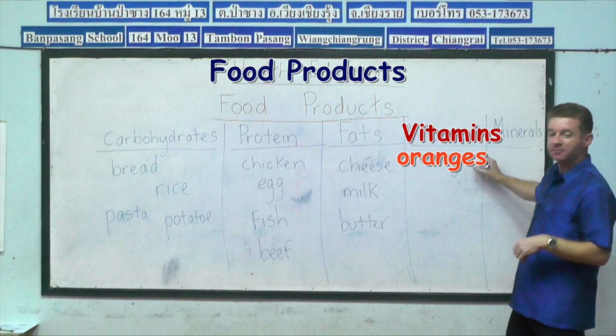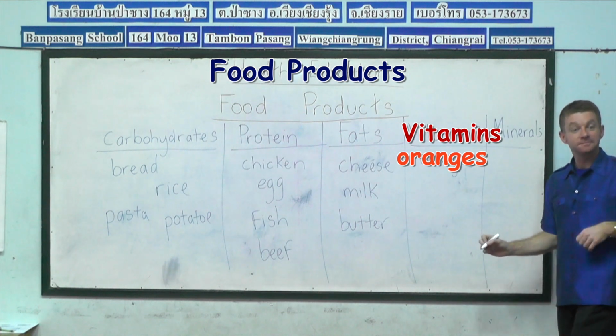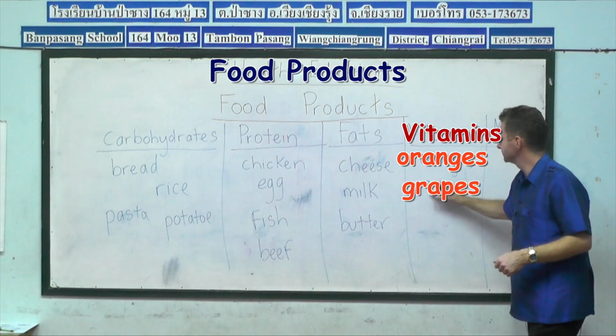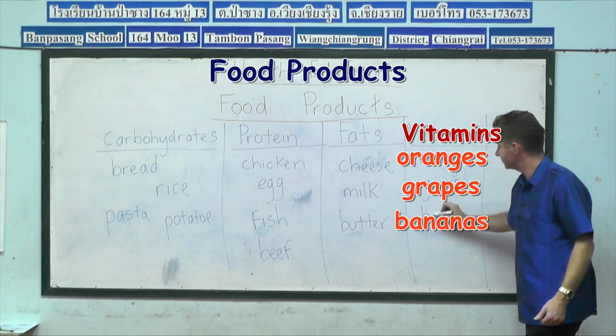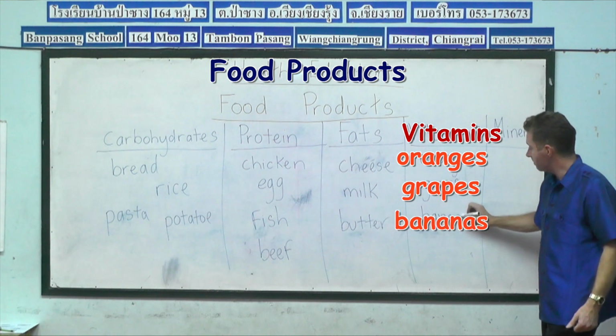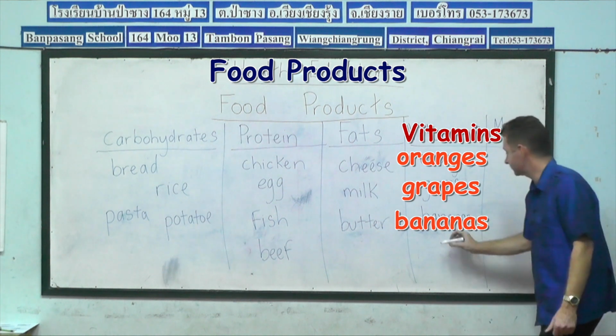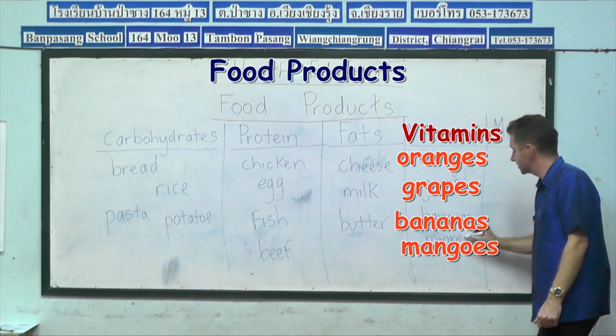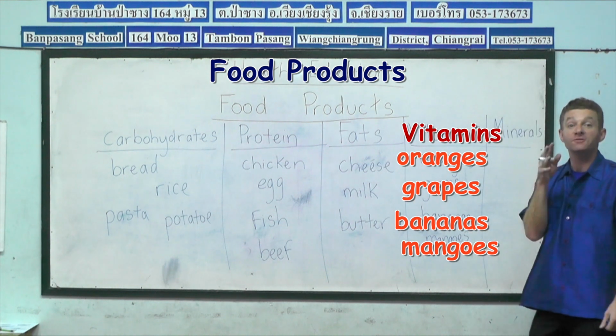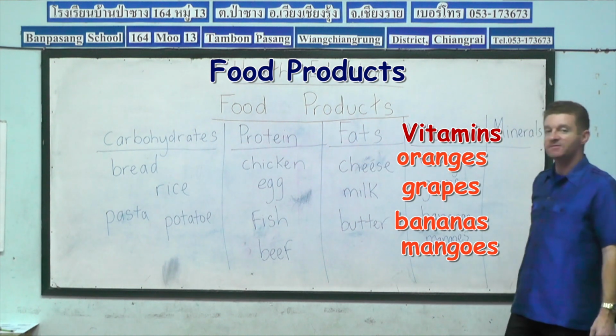And what other types of fruits do we like, guys? Grapes, okay. Bananas. Yes, we've had bananas. Mango, strawberries. You see? So mangoes, strawberries, raspberries, all types of fruits give us vitamins.